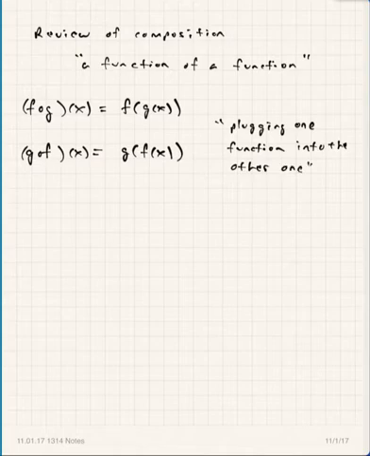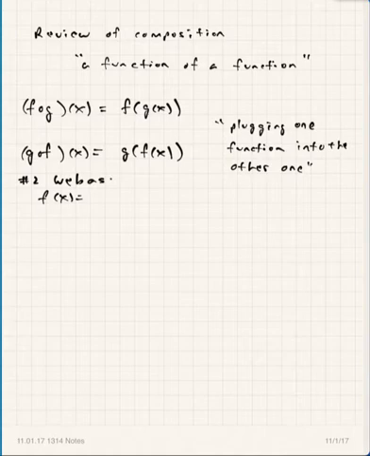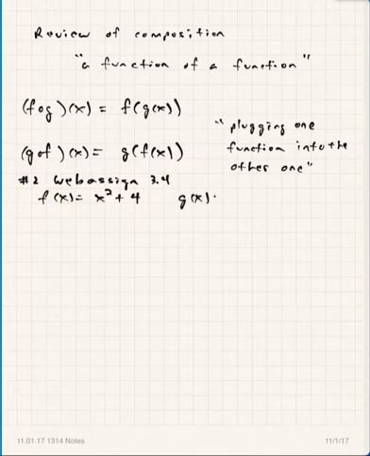All right, so let's see. Amber asked a question about WebAssign, and that would be a good problem to look at composition. This is number 2 on WebAssign, section 3.4. You've got the function f of x equals x squared plus 4, and the function g of x equals the square root of x plus 7.